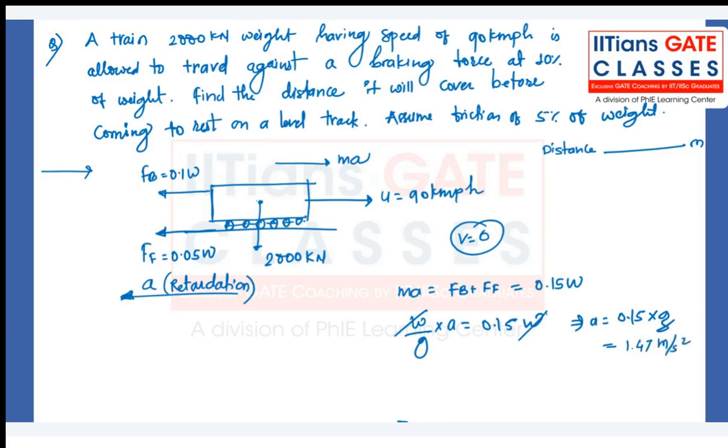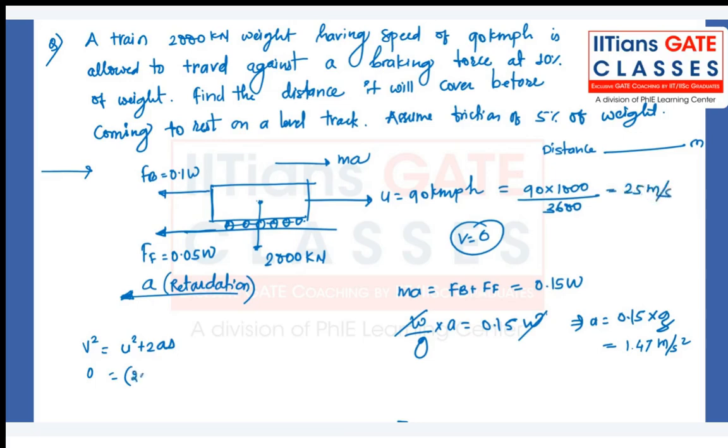Now from the equation with constant acceleration, when V is zero and U is given, V square is equal to U square plus 2AS. So zero will be equal to 90 kmph. You can convert it into meters per second: 90 into 1000 divided by 3600 will give you 25 meters per second.